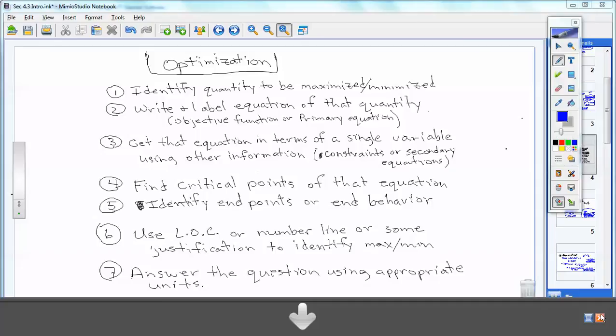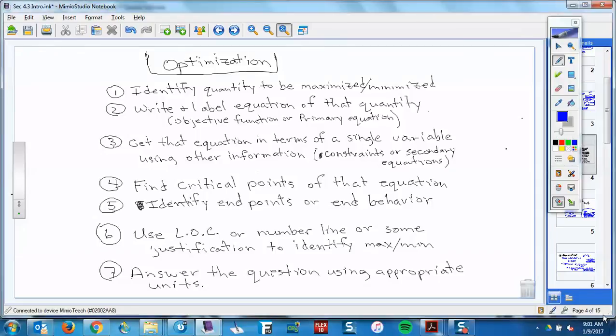And then answer the question with appropriate units. If they want to know how far he walked on the road, if they want to know how long it took him to get there, if they want to know how many units you should make to get the max profit, if they want to know what price you should set to get the max profit, if they want to know what the max profit is, whatever, you have to answer the question that's being asked.